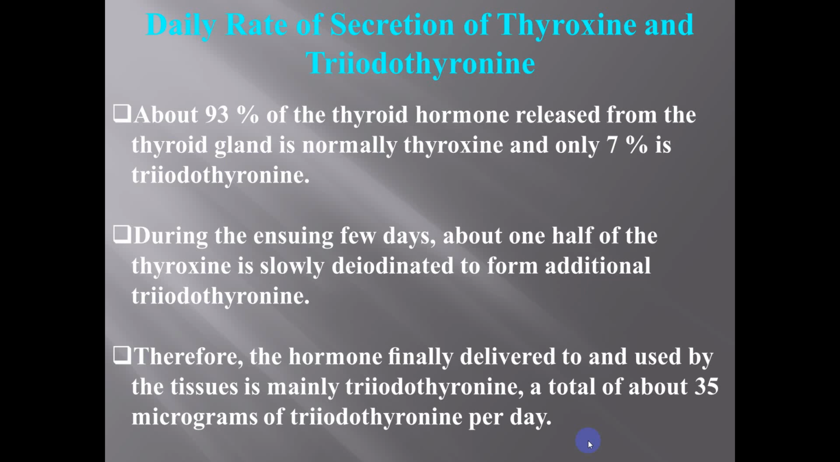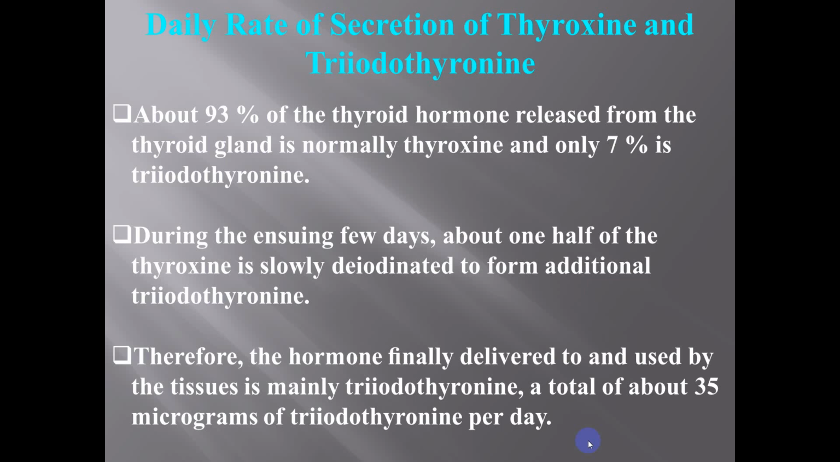inside the cells with the assist of enzymes inside the cytoplasm، تحررت سواء releasing أو splitting أو cleavage of hormones from thyroglobulin و releasing them to the blood outside of the cell. Daily rate of secretion of thyroxine and iodothyronine.